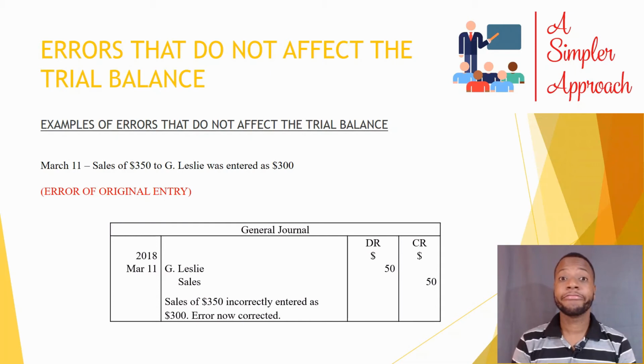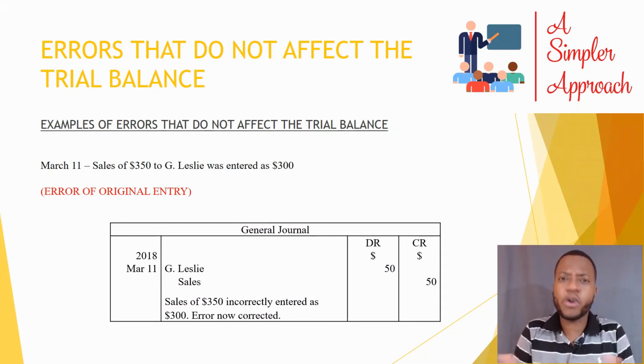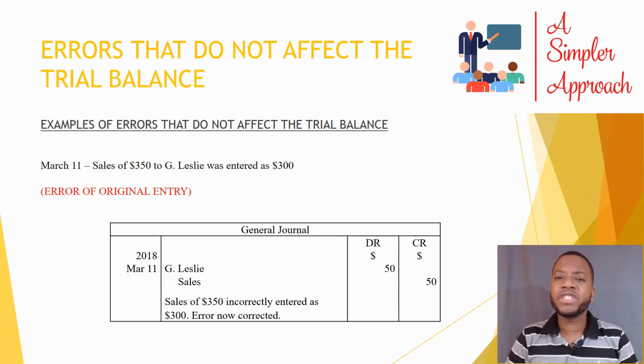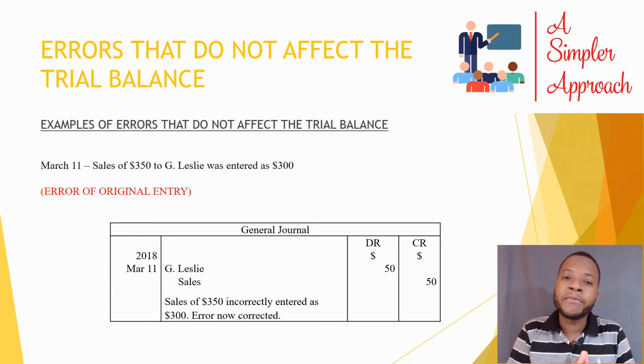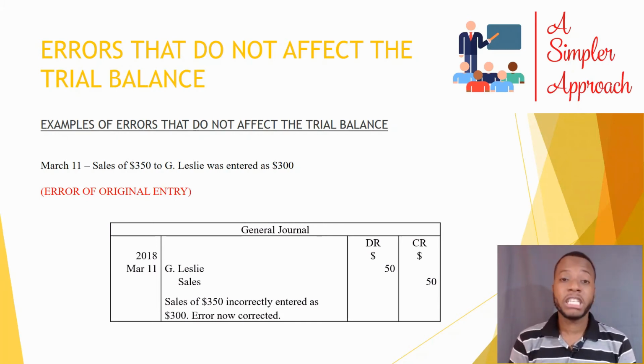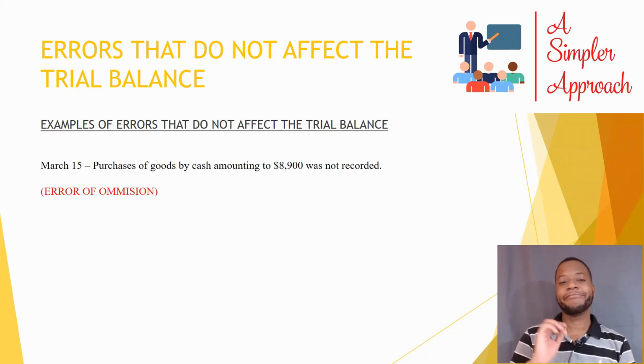That's it. And you do that in the regular process of recording a transaction like this. So sales of $350 to G. Leslie, you know that sales would automatically be credited and G. Leslie will be debited. So seeing that the recording is $50 short, you would record it again in the same fashion, but you would only record it for $50. Easy peasy, lemon squeezy. Next one.